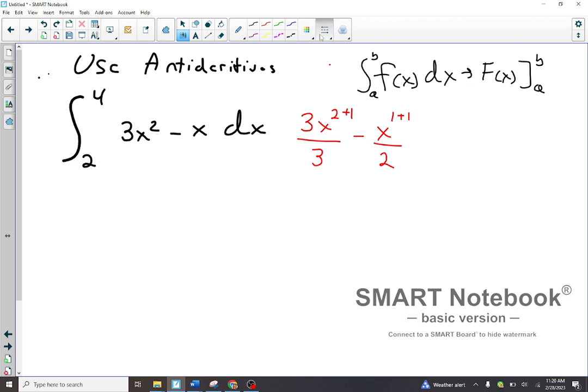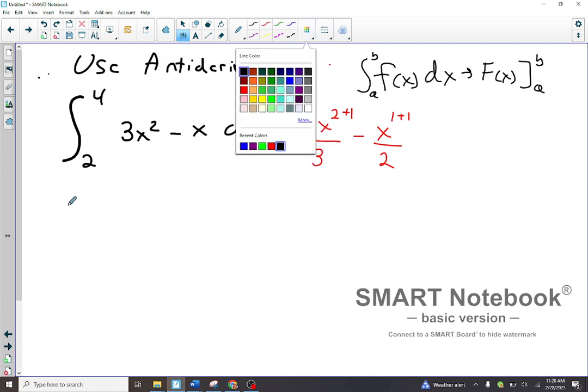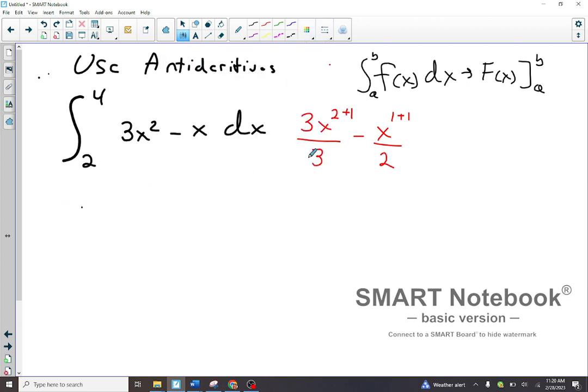So our antiderivative is 3 divided by 3 cancels out. So x to the third minus x squared over 2, from 2 to 4. And you get those values from here, 2 to 4. Then that means I'm going to plug in 4, I'm going to plug in 2, and subtract the difference.